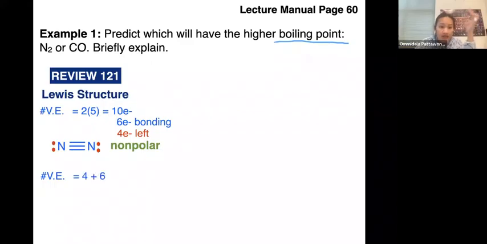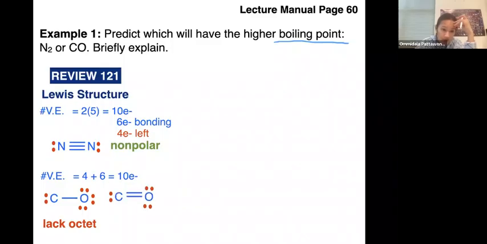Okay. Now, if you do the same thing with carbon monoxide, right? Carbon 4, oxygen 6, valence electrons added together equal 10. So if you do the same thing, you start with the skeleton and distribute the remaining electrons as lone pairs. This one is going to lack an octet. Therefore, I'm going to make a double bond, right? The double bond also lacks an octet on the carbon. So you're going to do a triple bond. If you do the triple bond now, both carbon and oxygen meet the octet. So this is a good Lewis structure.